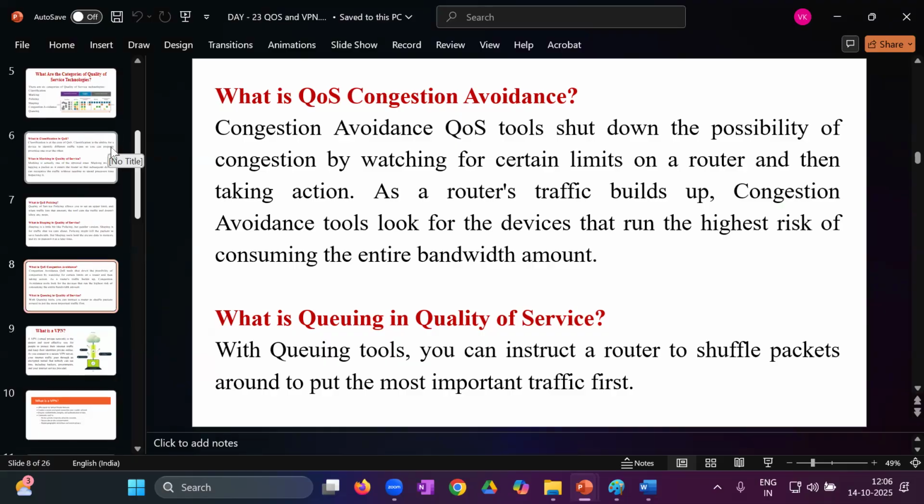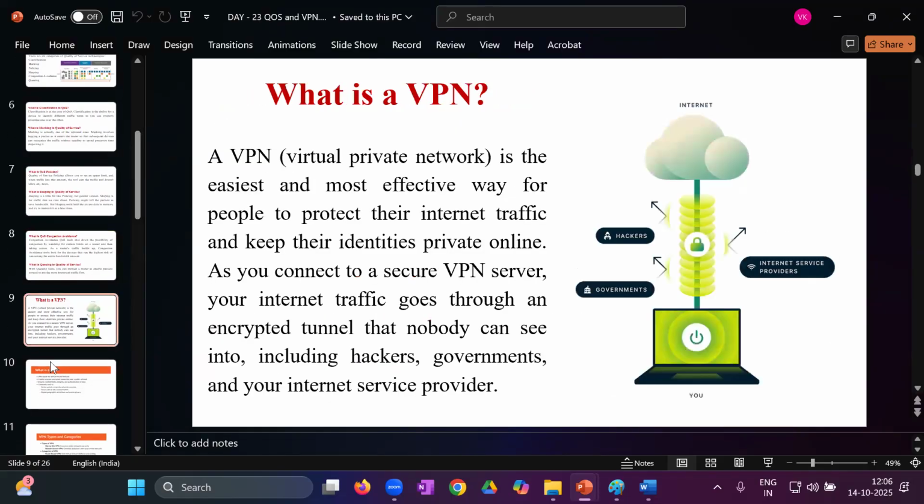Now we'll discuss VPN. What is VPN? Why VPN? First thing, what do you understand by the term VPN?